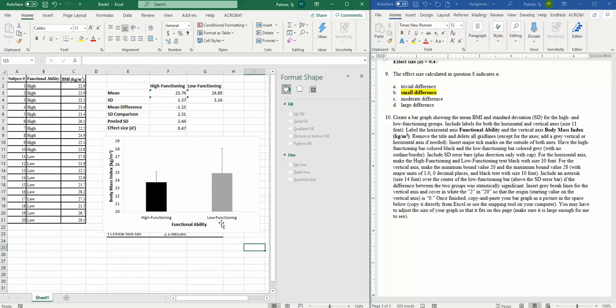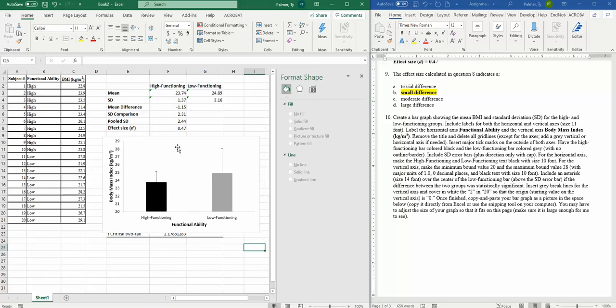So for my graph, I'm actually not going to include an asterisk over mine because there's no significant difference between the groups. That's what that asterisk indicates. And in most research articles and most research studies, they use asterisks in graphs in order to indicate significant difference. And so because I didn't have a significant difference based upon my results, I'm not going to include an asterisk here in my graph.